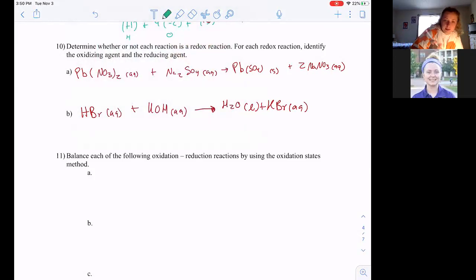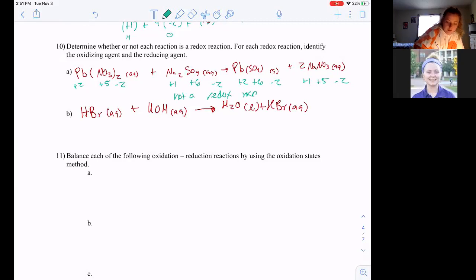So this one is a +2 charge, this is a +5 charge, with a -2 going on overall. And this is a +1 charge. SO4 has S at a +6 charge. Pb is +2, +6, and then +1, +5. And because there's no overall change in the charges, it's not a redox reaction.